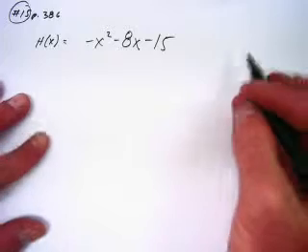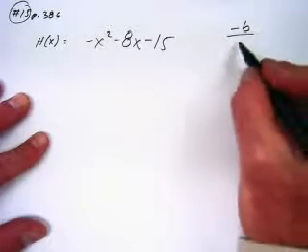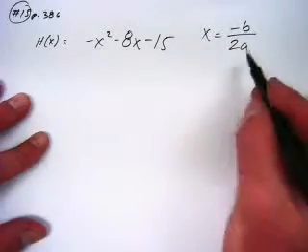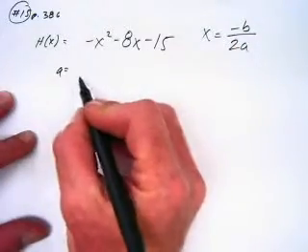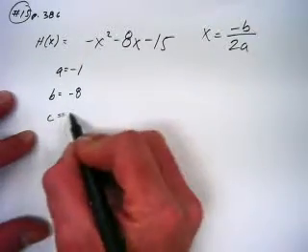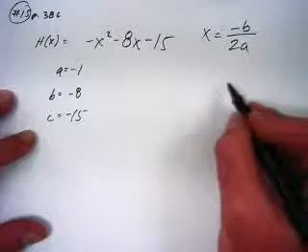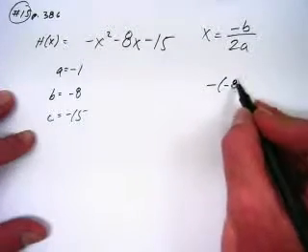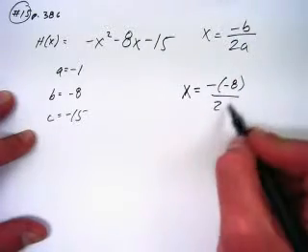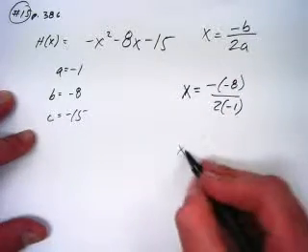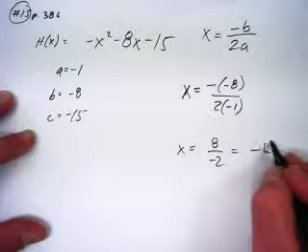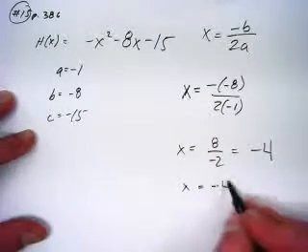Again, in order to start our graph, we need negative b over 2a. So let's get our a, b, and c. a equals negative 1, b equals negative 8, c equals negative 15. So negative b is going to be negative 8. So x is going to equal negative 8 over 2 times negative 1. So x equals 8 over negative 2, which is negative 4. So x equals negative 4.